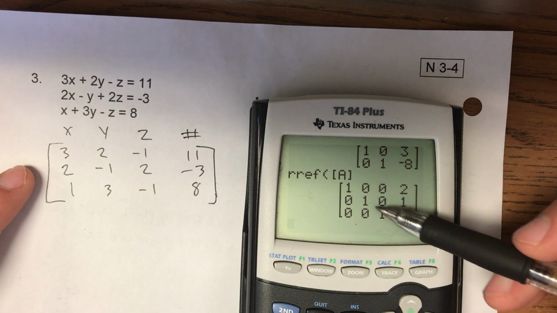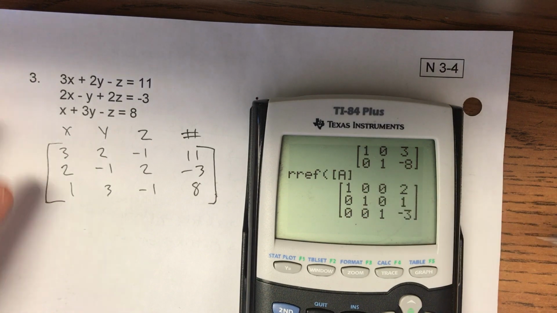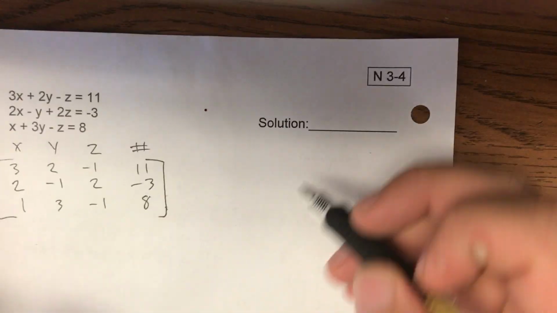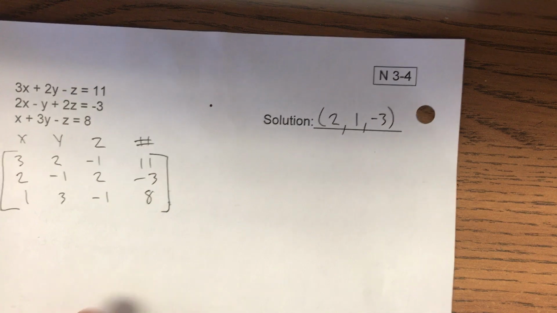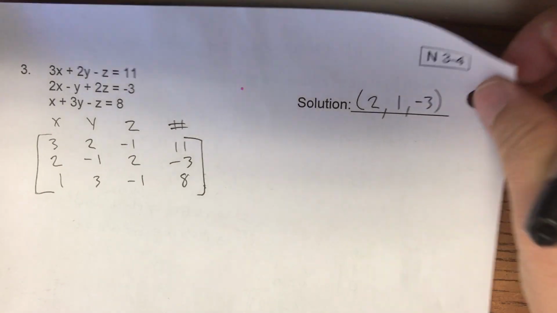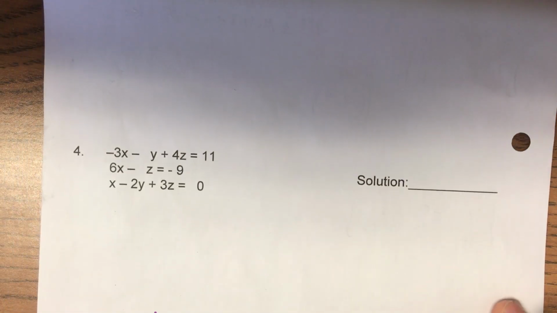And there's my answer. This time it's my x, my y, and my z. You should always have ones along the diagonal. If you don't have ones along the diagonal, something's not right. So my answers are 2, 1, -3. Or not necessarily something's not right, but it's a special case.